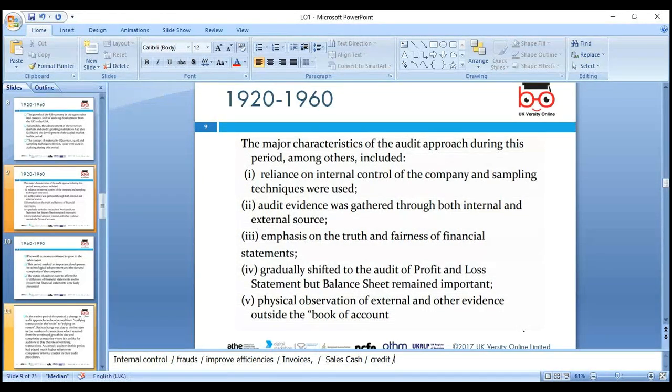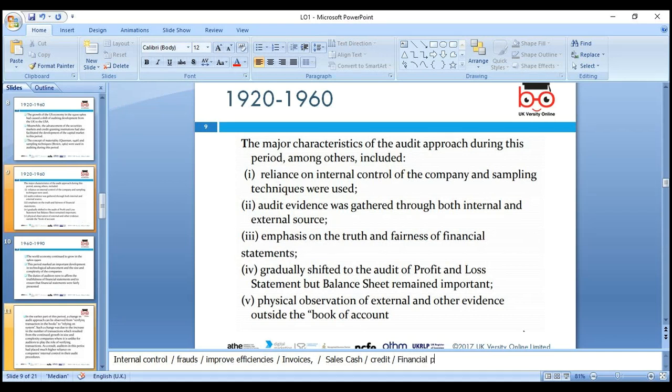So we can do a full audit trail. We can look around at where the money came from, who bought it, and where we bought the stock, and the tax authority can easily investigate as well. The audit really puts emphasis on the truth and the fairness of the financial statements.